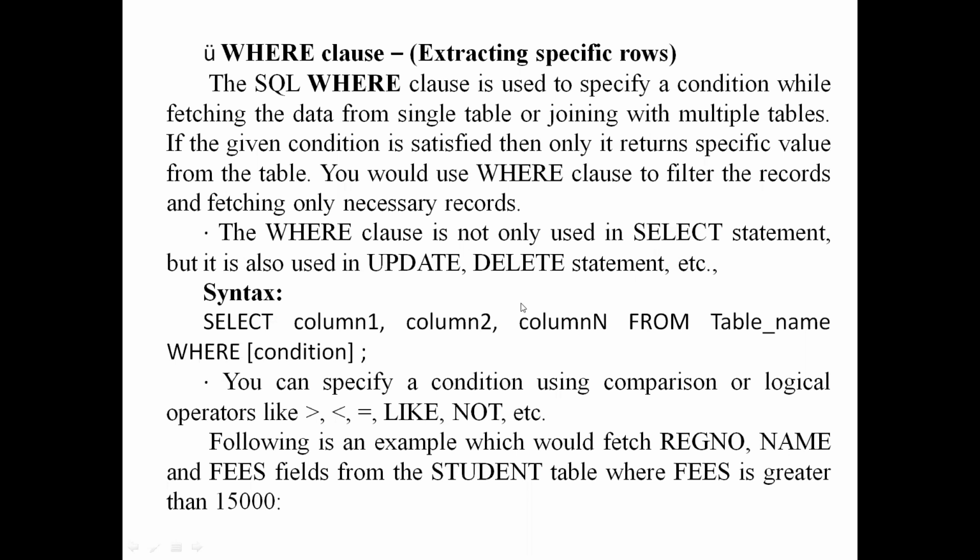Then after knowing this, what it does, we go through the syntax, how to use that where. We are showing now where can be used with select, how to use that. The syntax is select column 1, comma column 2, comma column n from table name where condition semicolon.